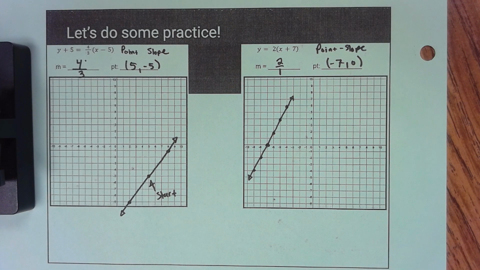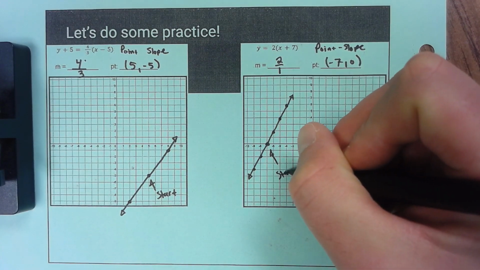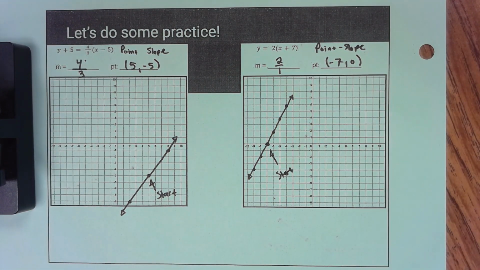All right, next one. That is still in point slope form. Again, the parentheses give it away. And so that tells me that I'm going to start where x is -7 and where y is 0. So this start point is right here. That slope is 2. It tells me to go up 2 and right 1, or down 2 and left 1. Any questions there? Okay.